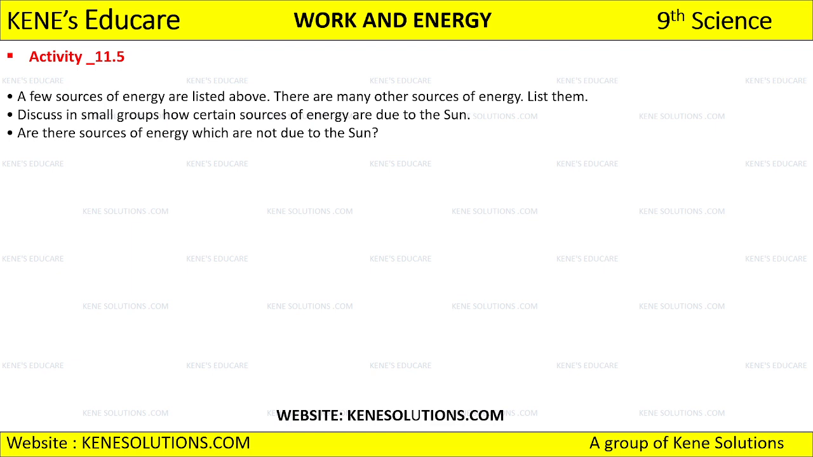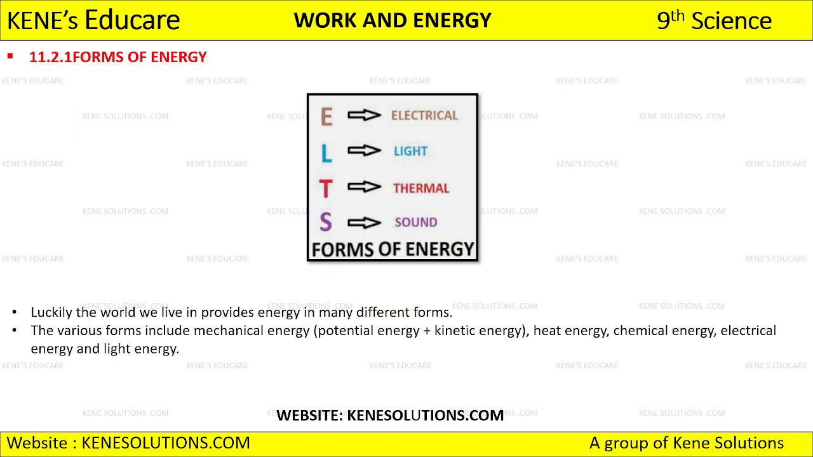Then after this activity 11.5, we need to discuss the forms of energy that I'm going to start with today. Now if you remember, in part 1 also we discussed them all, right? So we have different forms of energy, and the short form is given as ELTS. So we have electrical energy, light energy, thermal energy, sound energy, mechanical energy, and there are many different energies altogether, right?